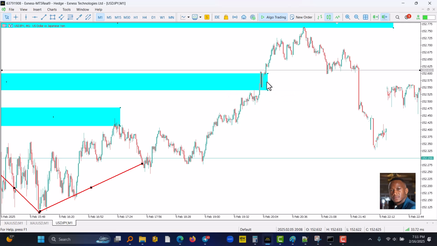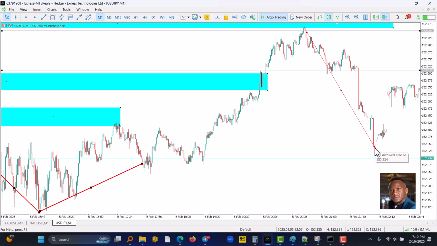So I could have entered and put my stop right here, and my stop loss would be hit. And when the market hit the next base, I'm entering with my stop loss at the top of that base, and I can actually enjoy all of this profit right here. Okay, so this is how you can trade USDJPY with sniper entries.